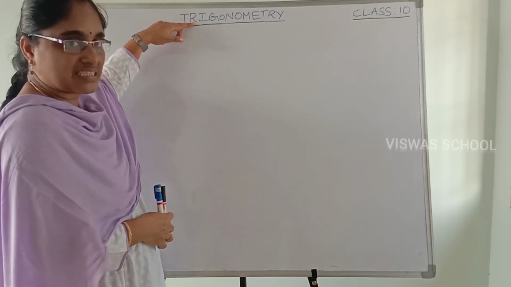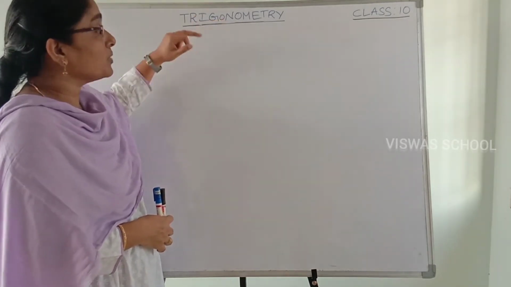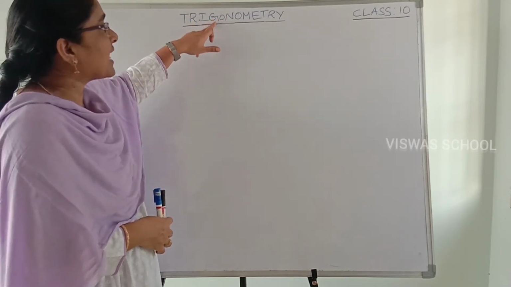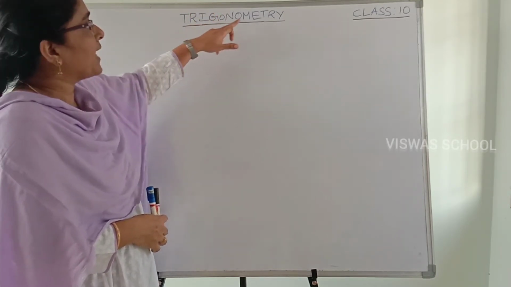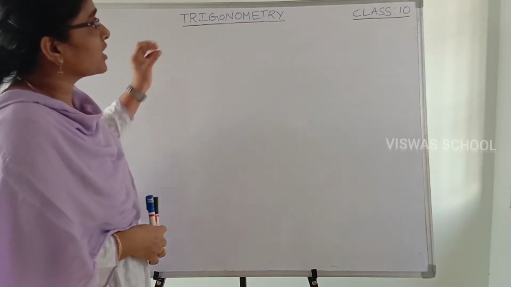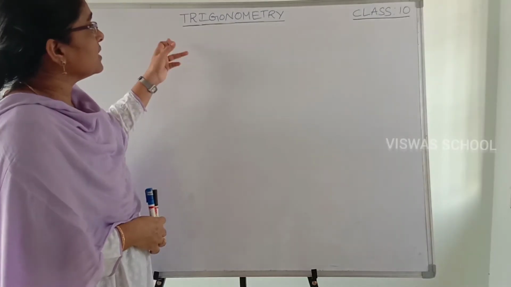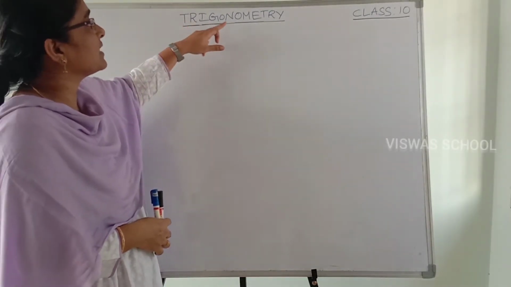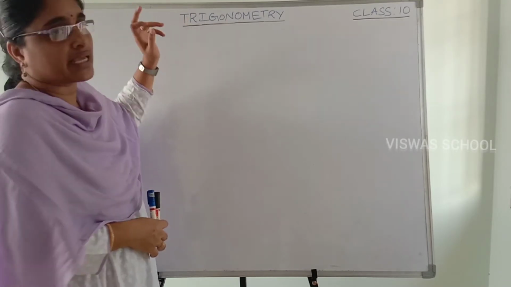Before discussing trigonometry, see here, trigonometry, that is TRI. Tri means what here? 3. And gono. Gonio means what here? Gonia. It comes under gonia, that is sides and angles. And metry. Metry means what here? Measure of. That is, trigonometry means here the study of relationship between the sides and angles of a triangle.